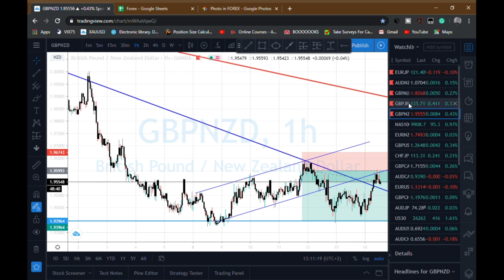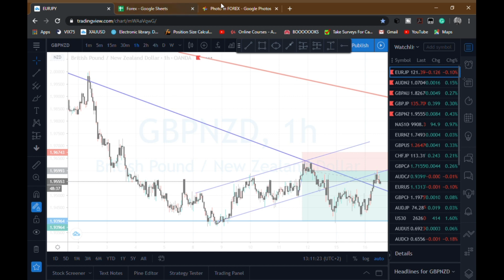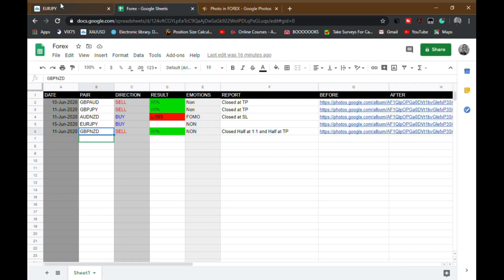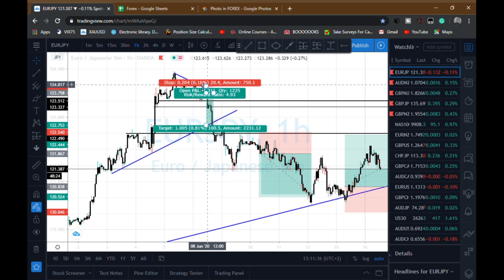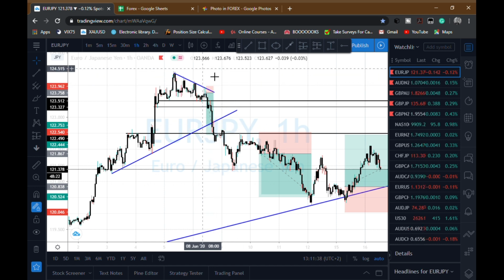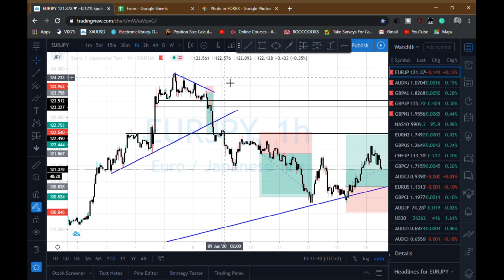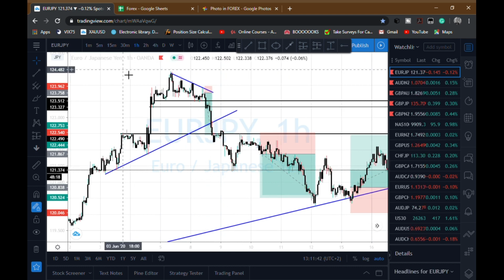So let's go to the trade that I'm in right now. Oh, I actually have a lot of trades that I didn't put there. Now I see, because I have this Euro JPY that I sold here. I'm gonna show you the logic also.